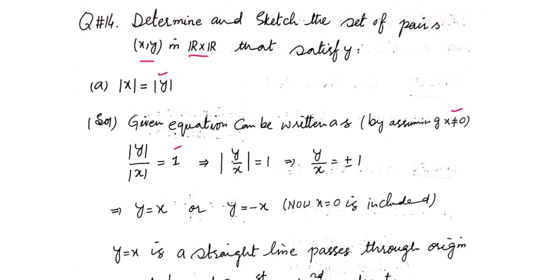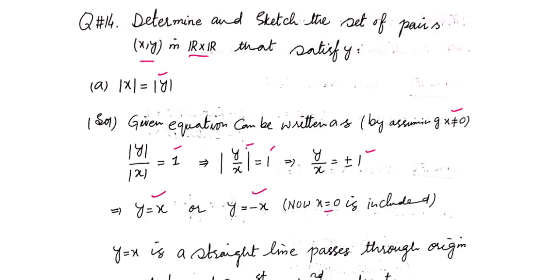These two absolute values can be combined in a single absolute value. This can be written as |y/x| = 1. And by the definition of absolute value, this becomes y/x = ±1. This gives two equations: y = x or y = -x. And these are the two lines that pass through the origin, so x = 0 is included now.